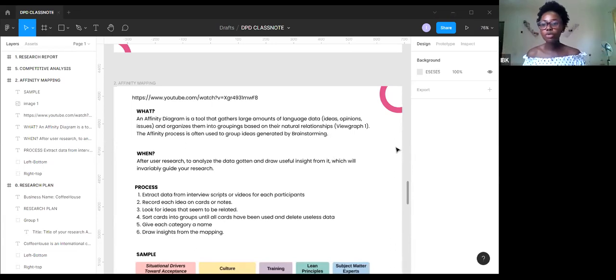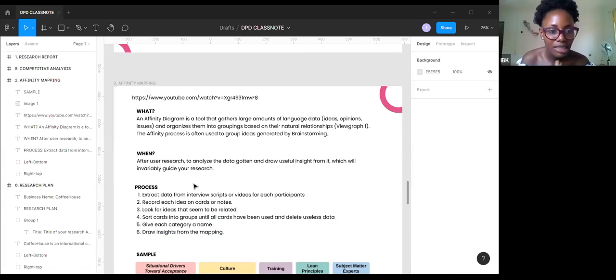Basically, that's all you need, and a board if you have one. If not, you can use a wall. So what you do basically is, all the ideas that we have gotten from our research, we put them down on the board. Like you saw in the video, you put everything down first. Okay, no, the first thing you do is you extract it. I think I'm going to the process. It's right here. Let me just read what we have here before we go into it.